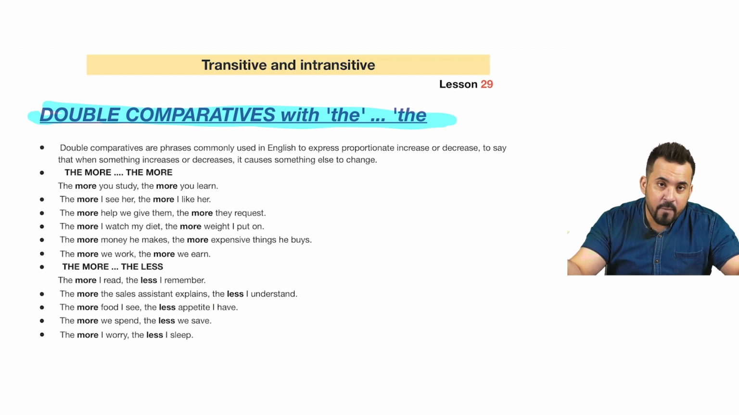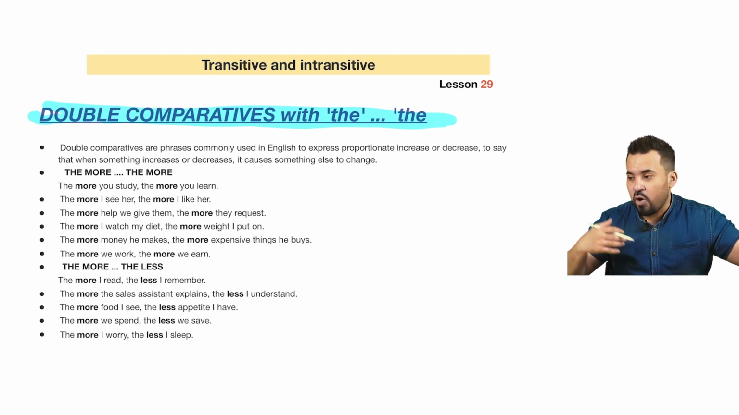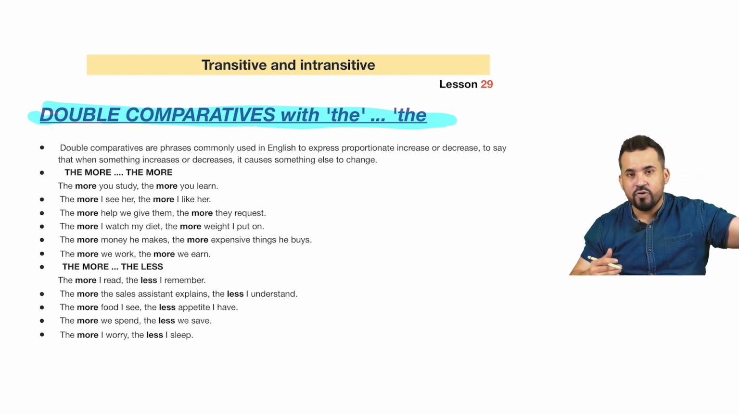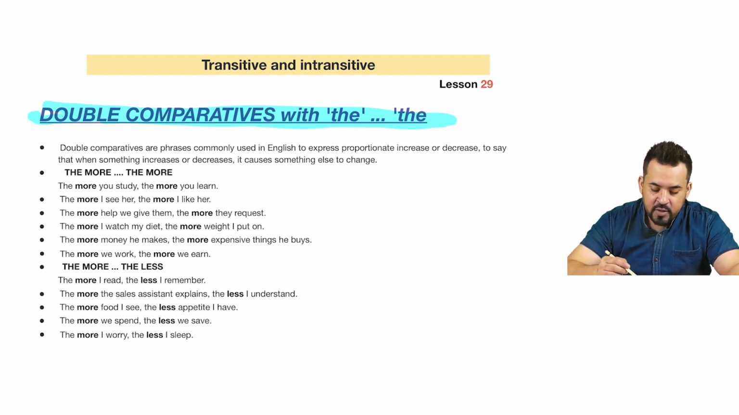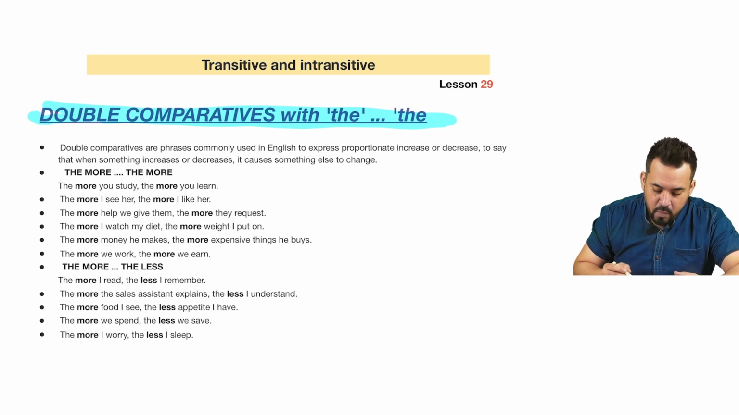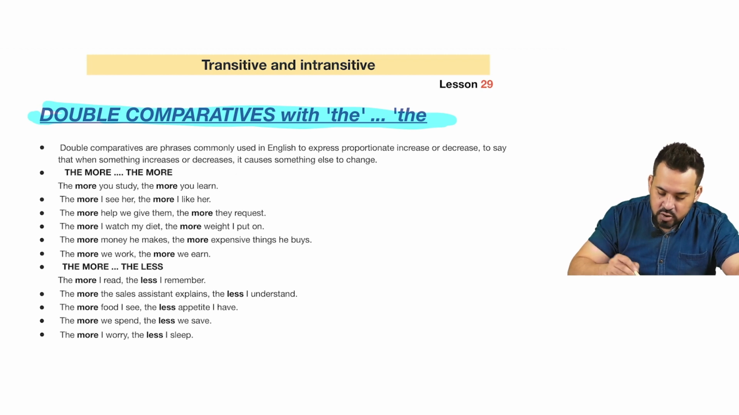The more is the first way we use the double comparative. The more you study, the more you learn, the more you work, the more money you make, the more you travel, the more experience you gain. Okay? So, let's take a look. The more you study, the more you learn. This is too big. All right, hold on. Let me just fix this tool. Okay. All right. The more you study, the more you learn.